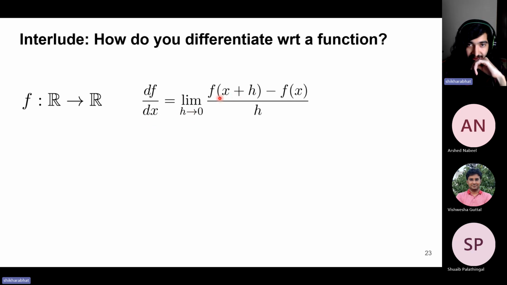You look at f at a point that is slightly far away from x. Then you look at how much f has changed in this interval and you scale it by the amount your input has changed. So you say, if I change the input from x to x plus h, by an amount h, how much does the output f change? And then I make this perturbation very, very small. And I say this is the derivative.